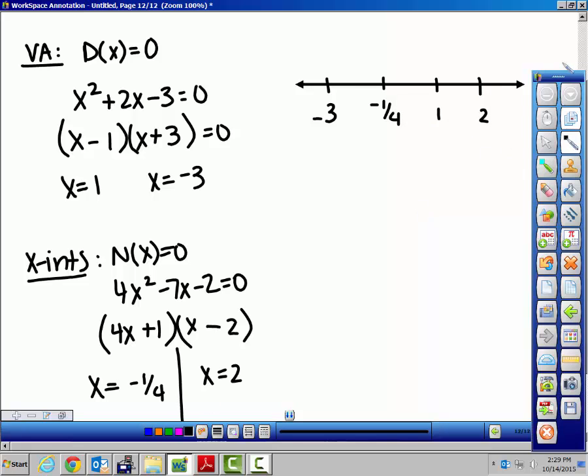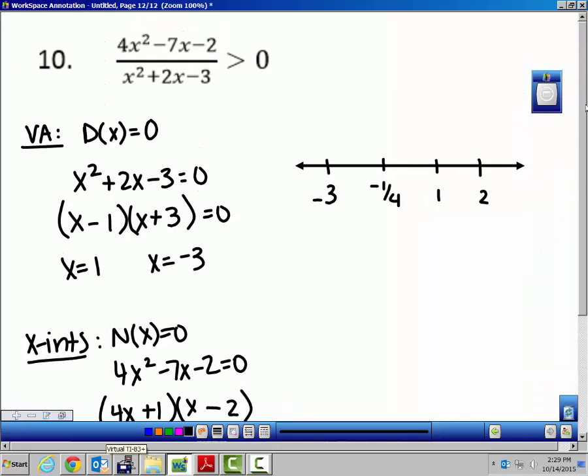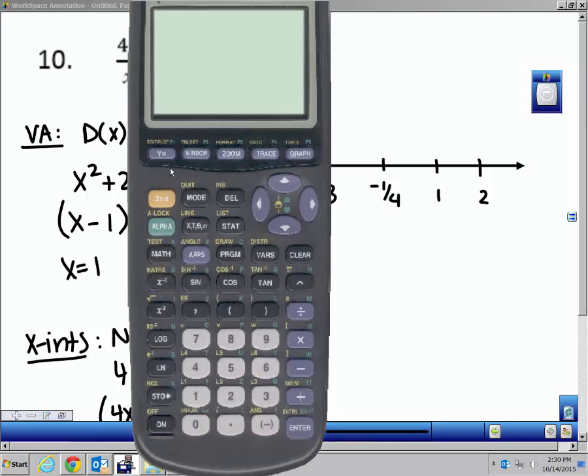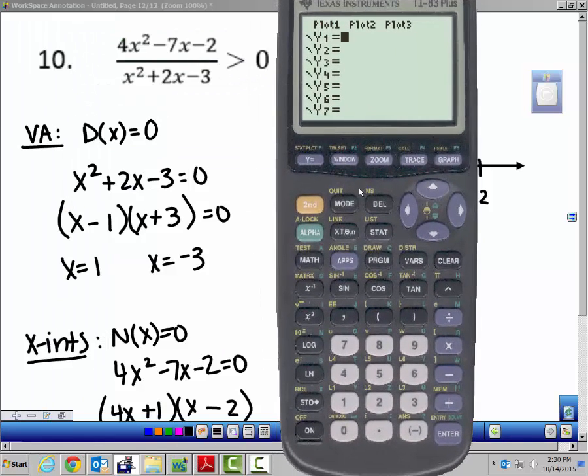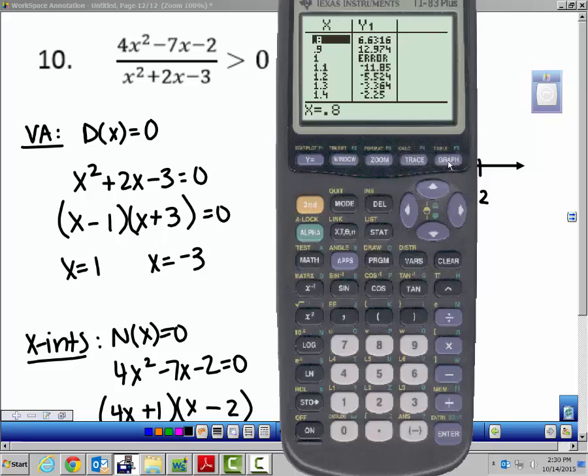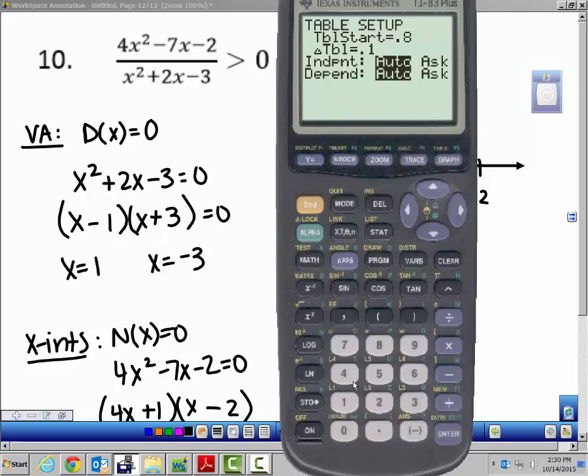So I'm going to show you this one on the calculator, since some of y'all still want to know how to check the intervals on the calculator. So here, you go to y equals and type in your function. Put the numerator in parentheses. So 4x squared minus 7x minus 2 all over x squared plus 2x minus 3. And make sure you have the entire numerator in parentheses and the entire denominator in parentheses. I need to change my window. Right now it's counting by tenths, so I'm going to change it to count by ones.